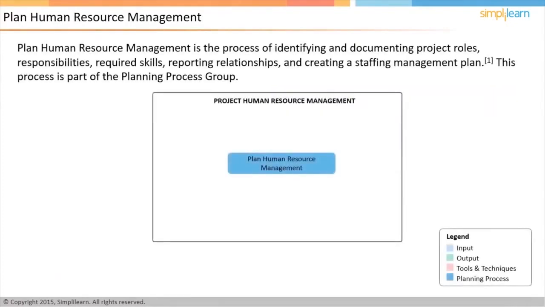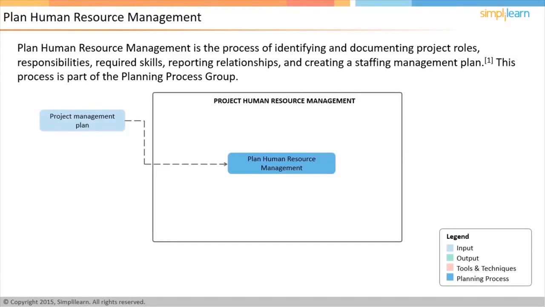Plan Human Resource Management is the process of identifying and documenting project roles, responsibilities, required skills, reporting relationships, and creating a staffing management plan. This process is part of the planning process group. In addition to that, finalizing the project hierarchy of who reports to whom and designing the staffing management plan is also part of this process. The first input to this process is the project management plan. There could be a lot of information in the project management plan and subsidiary plans that may be relevant to the creation of the human resource management plan.